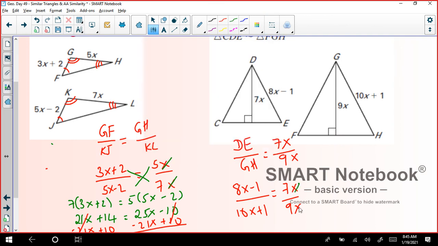X will get crossed out. I'm left with 7 and 9, so I'll have cross multiplication. 9 times (8x minus 1) equals 7 times (10x plus 1).